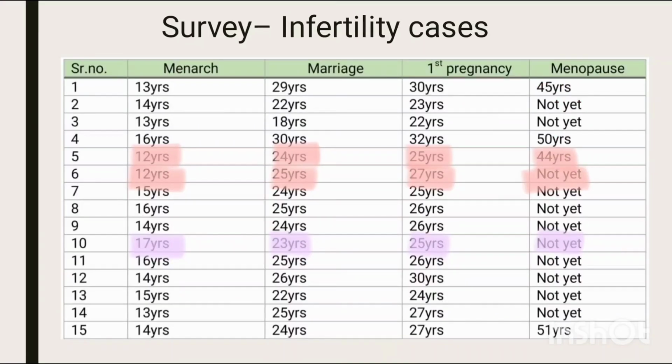In this slide, I have mentioned some of the cases of infertility which I have surveyed in Goa. Starting with a woman having her menstrual cycle at a very young age, that is at 12 years, had her marriage at 24 years, had her first pregnancy at 25 years, but had her menopause at 44 years.